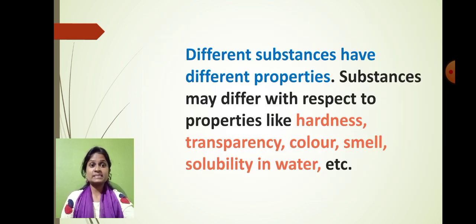So what we have seen is that different substances have different properties, like hardness, transparency, color, smell and solubility in water. There are so many substances, and every substance has different properties depending upon in which state it is available. Understood?